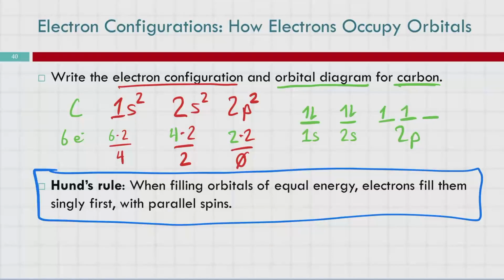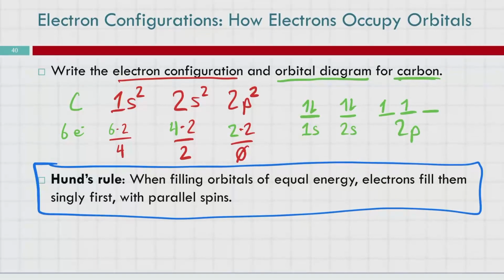So we can do up and up. We could do down and down, but we would not be able to do, I'll draw some incorrect examples down here at the bottom, up and down. That would be wrong.